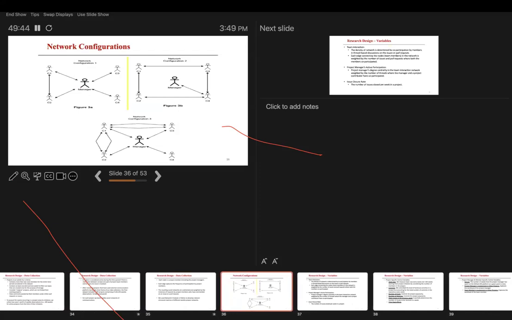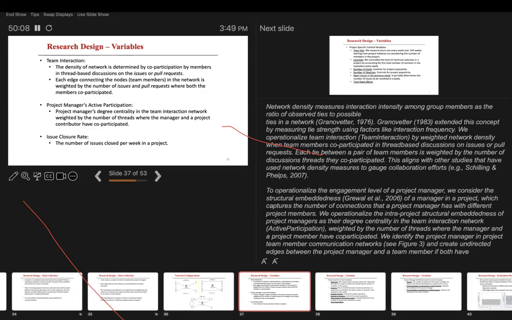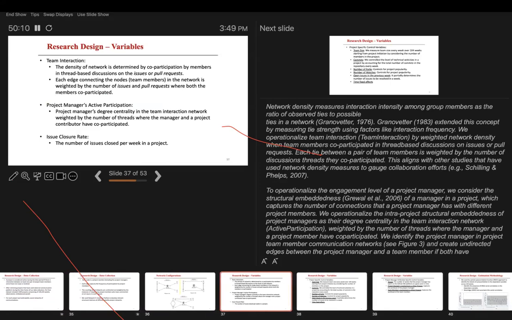These are the types of networks that can exist in a given setup, where the project manager sometimes is in the center. Basically, only 2 members are communicating with each other, and everything else goes through the project manager. In some cases, all the project members talk to each other. So there could be different network variables that come out of these types of networks over the 104 weeks that we have. Each week could have a different structure.